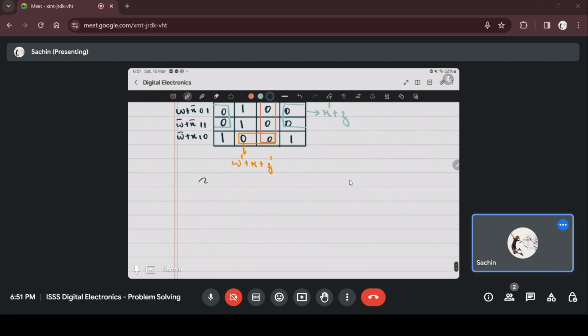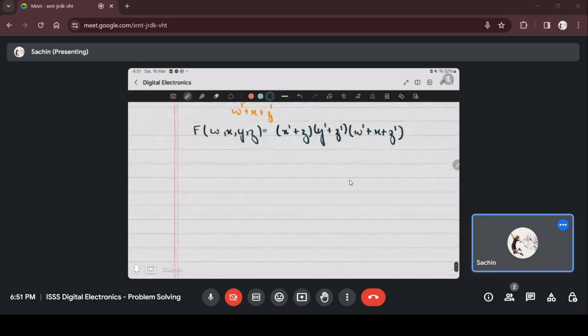So the function in the minimized product of sums form is f of wxyz is equal to x prime plus z, and y prime plus z prime, and w prime plus x plus z prime. We'll go to problem 3.12.